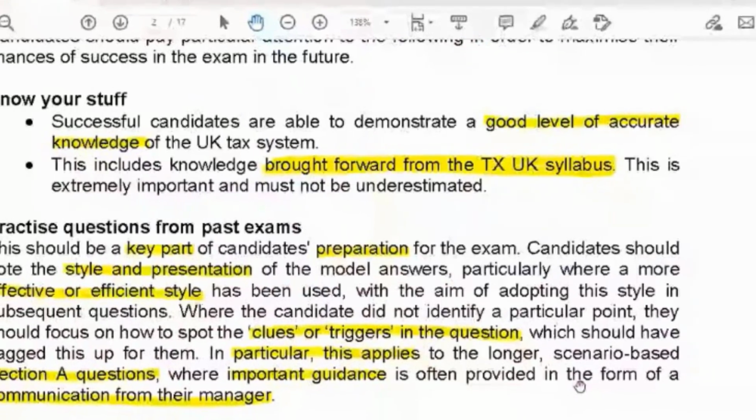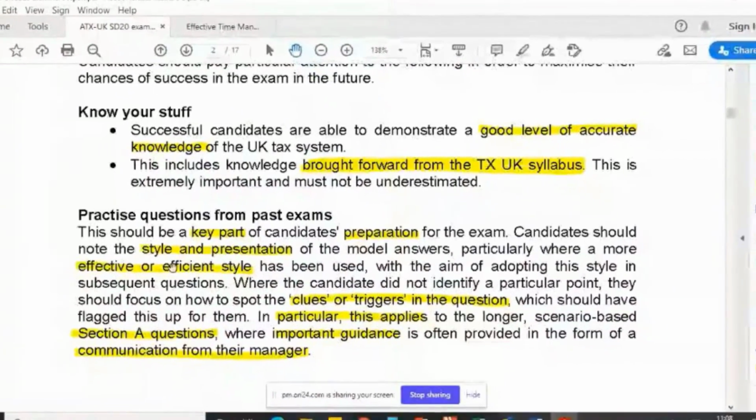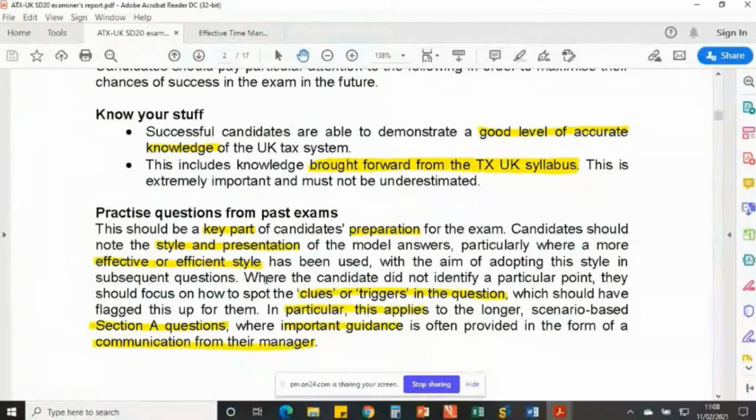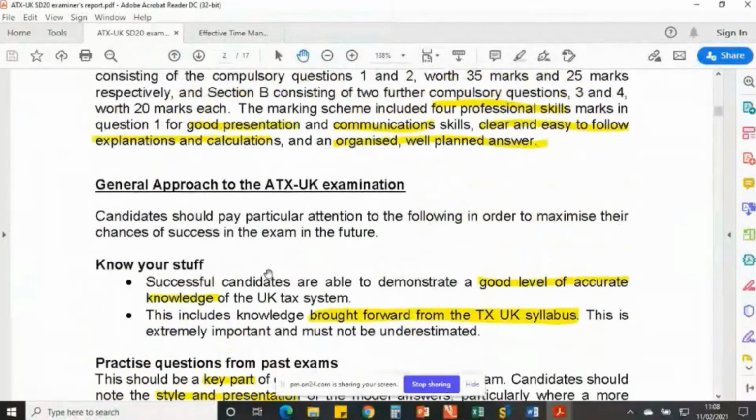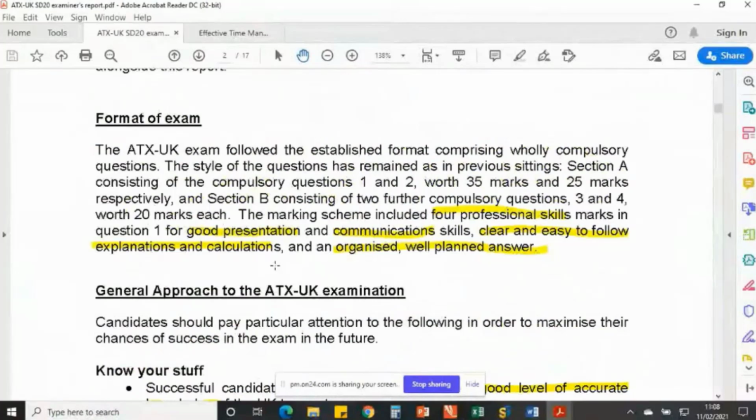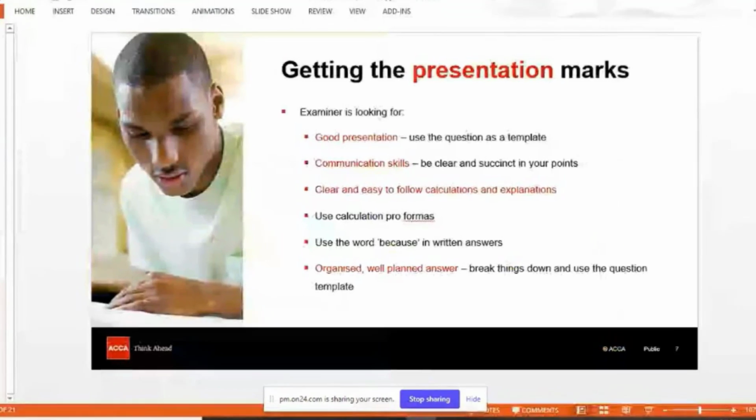So on this, if I just bring up the examiner's report for December 2020, you can find this on the ACCA website. And I've just highlighted here various bits and pieces. What I've highlighted there is what he's said about the professional skills marks. He's looking for 4 of these. He's looking for these for good presentation and communication skills, clear and easy to follow explanations and calculations, and an organized, well-planned answer. So let's go back to the slide.